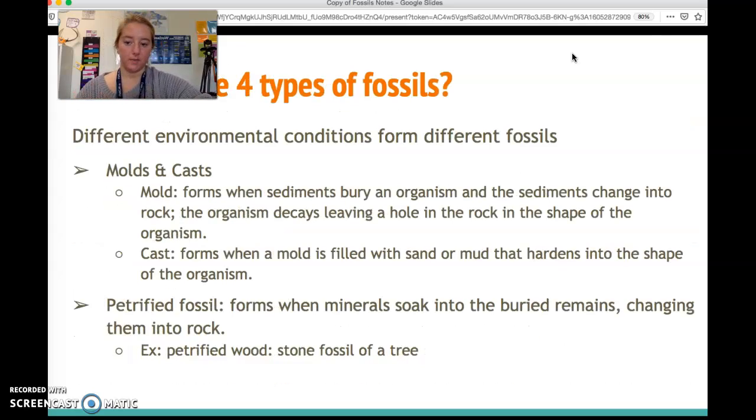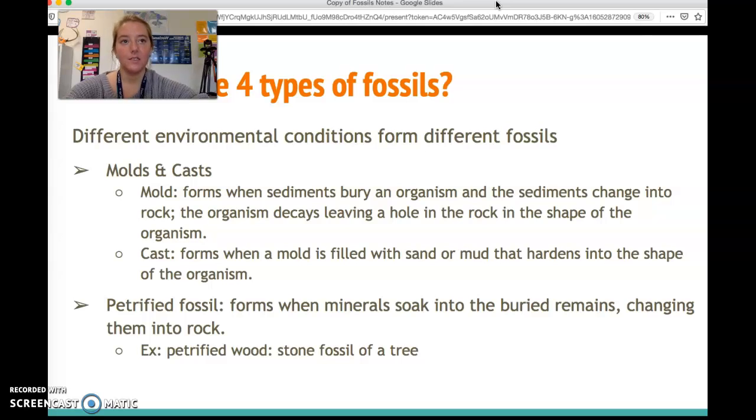So we have 4 different types of fossils. The first one that we're going to talk about are molds and casts, they're 2 different ones. The different types of fossils are because they form from different things, or they have different conditions that form them. So molds form when sediments bury an organism and the sediments change into rocks. The organism decays, leaving a hole in the rock in the shape of the organism. So that's a mold. A cast can form when a mold is filled with sand or mud that hardens into the shape of an organism.